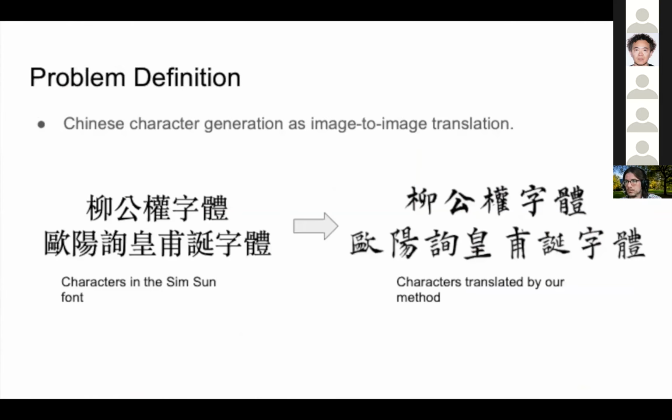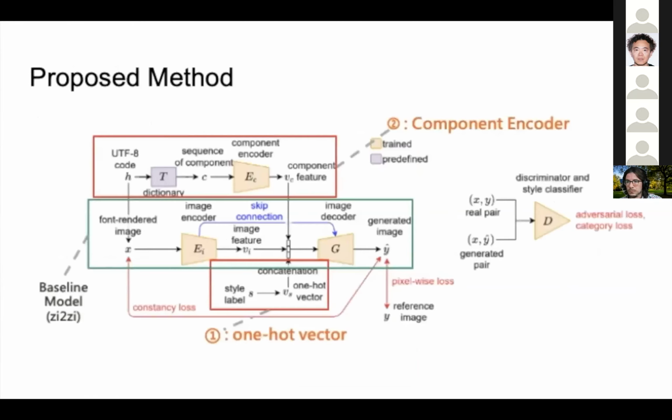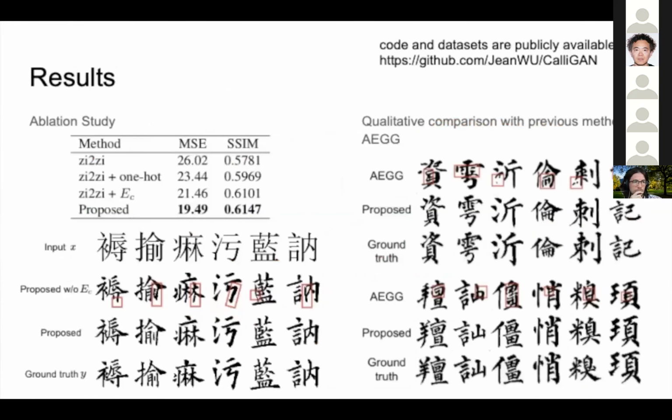We formulate the problem as translating characters' images from one domain to another. However, existing methods never exploit component information. Therefore, we modify a state-of-the-art GAN-based method by replacing its label embedding vectors with one-hot vectors and adding a component encoder. Experiments show our method generates better results. Our code and dataset are now public on GitHub.